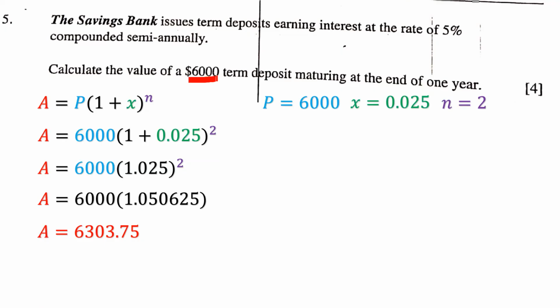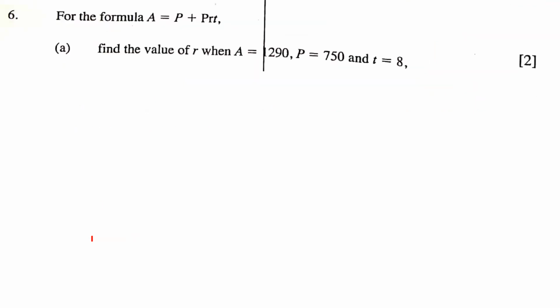So once they put it in the deposit and they leave it, and the interest adds up under it, the total now is going to be more than they previously had. So it's going to be $6,303.75. Now let's move on to question number 6.